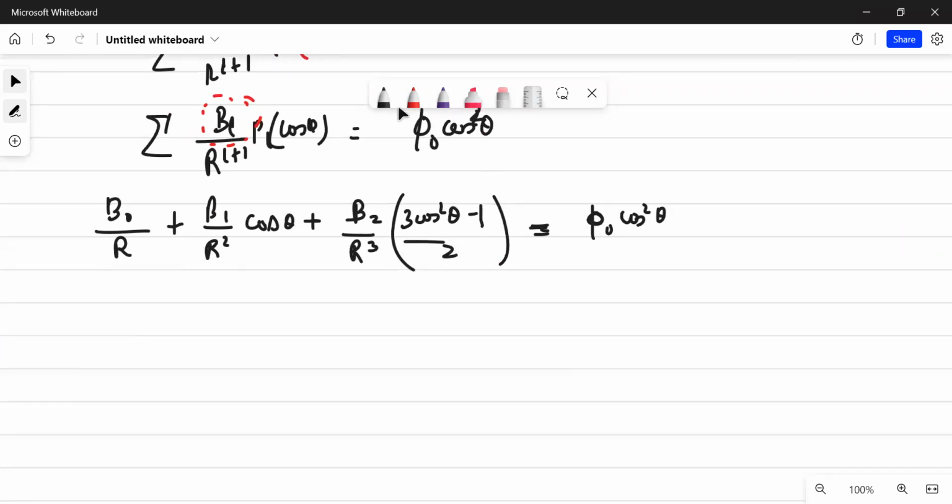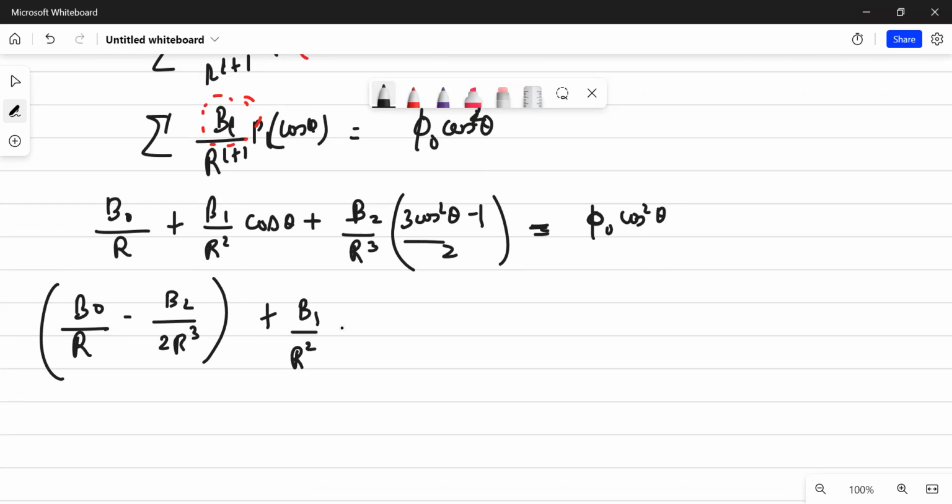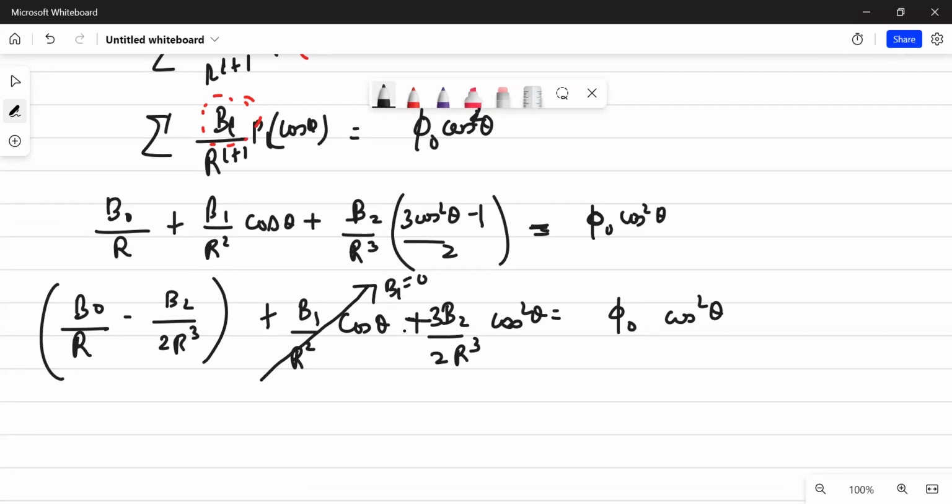So don't worry. Now just write the terms in a proper manner. I will write the constant terms first, then the linear terms here. This is my linear term, and this is my quadratic term. From the quadratic term you'll get B2. You know that there is no such term in cos theta, so B1 would become 0. Now you're left with only B naught and B2, and you have to find both.